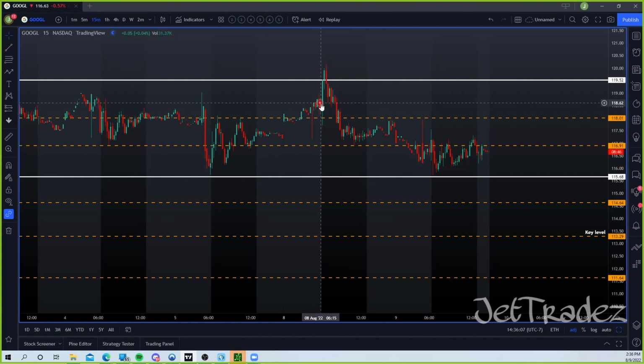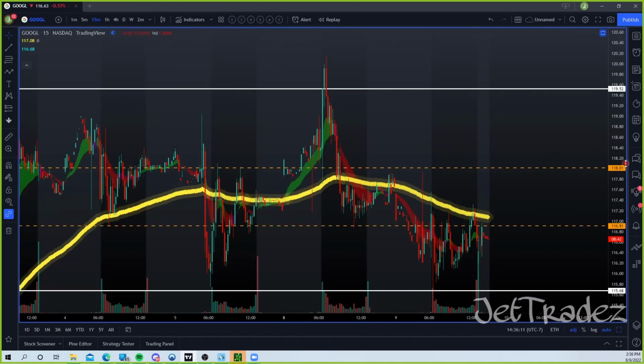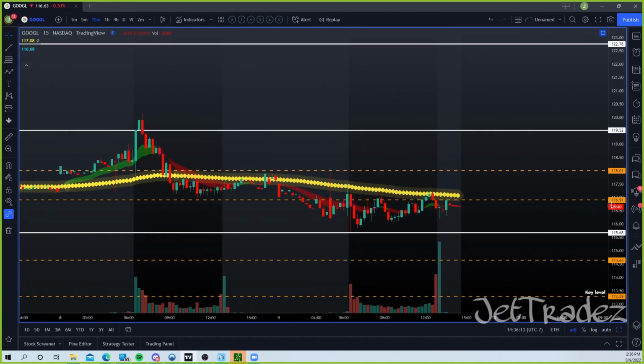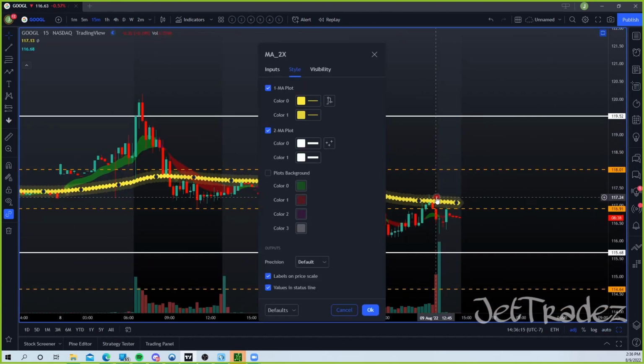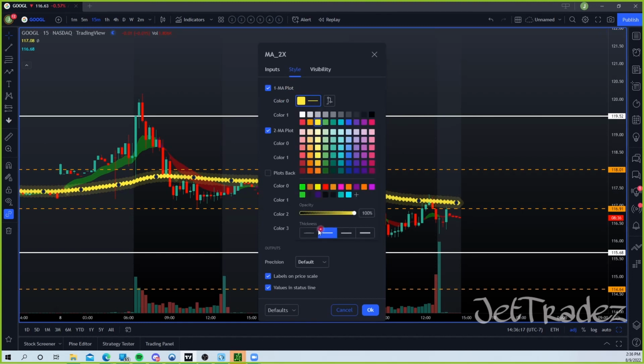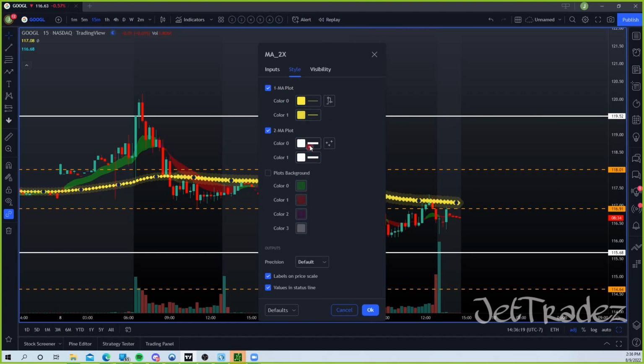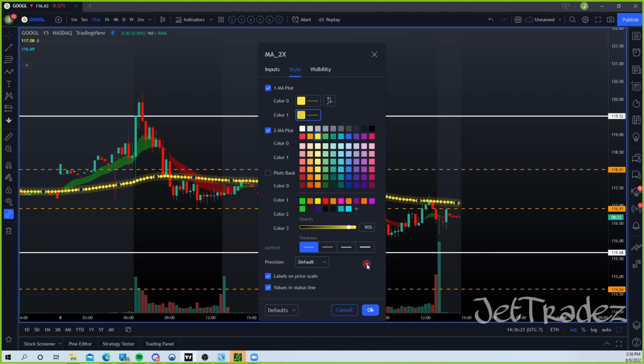And yeah, how does my chart look? My chart basically looks like this. It's just so big. This is my basic charting.